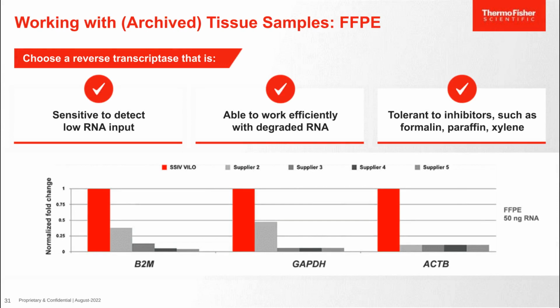In this example, a number of different RT reagents were used for RT-qPCR on FFPE samples. You can clearly see that there is a large range of differences in the results across 3 genes, B2M, GAPDH, and ACTB. The RT enzyme with a high sensitivity to detect low amounts of RNA, a high processivity to transcribe fragmented or degraded RNA, and a high inhibitor tolerance to withstand inhibition from carryover chemicals, which just happens to be SuperScript IV VILO, far outperforms the other RT reagents used, as you can see in the red bars on the graph.